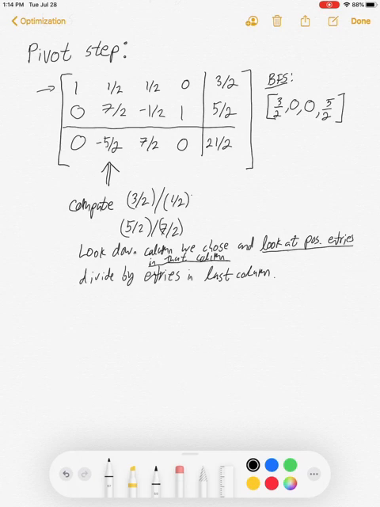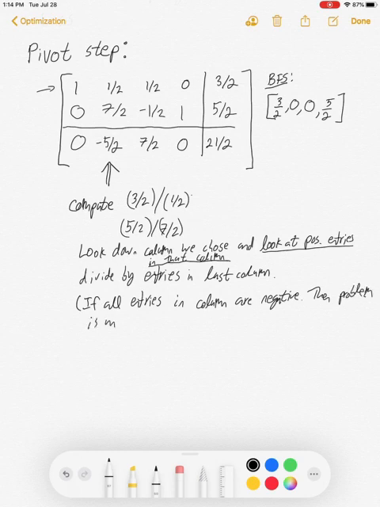So this could go wrong. It could be the case that all entries in that column are negative. Then the problem is unbounded, meaning we can make the objective as small as we want. In our case, none of those entries were negative, but it's worth pointing out that if one of those entries is negative, then you skip this step for that entry.